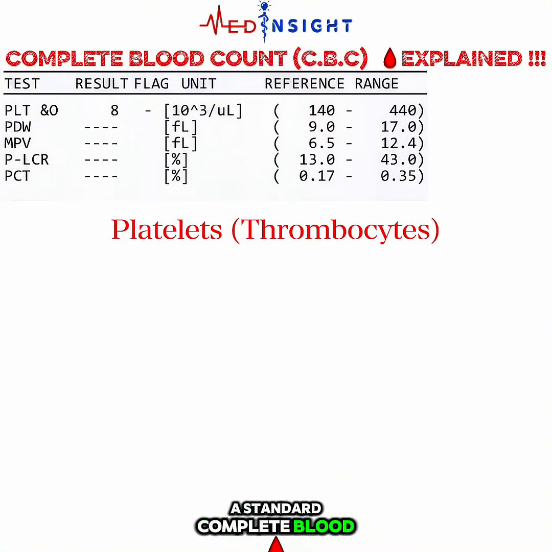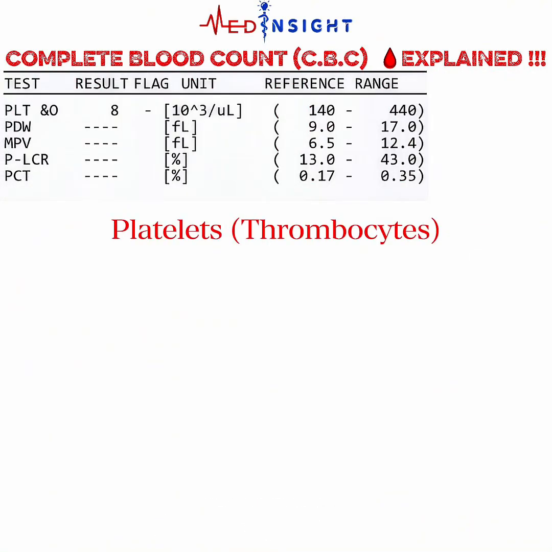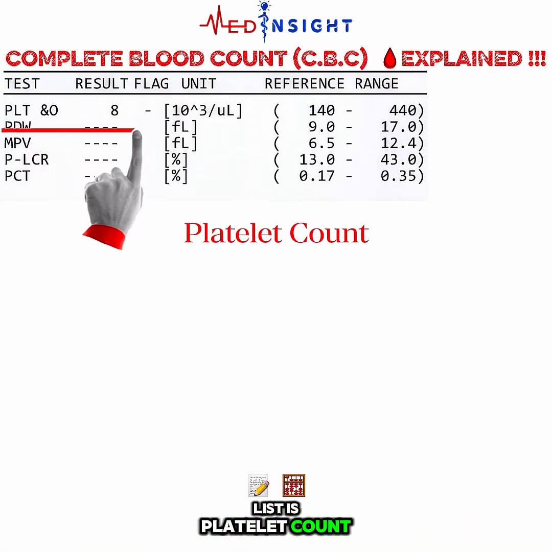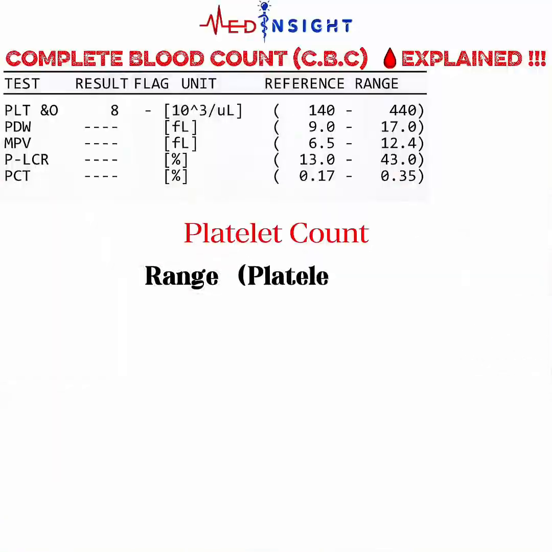A standard complete blood count report includes several key parameters related to platelets. The first on the list is platelet count. This is the absolute number of platelets per microliter of blood.